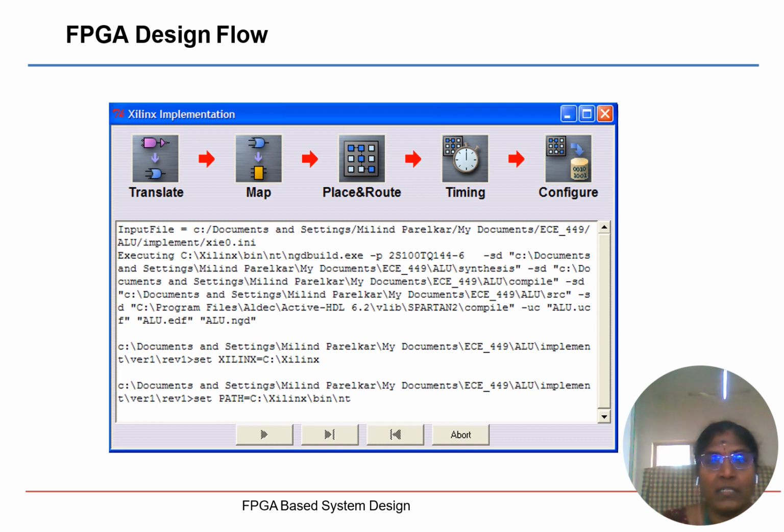Here the synthesis is nothing but these are the steps obtained. The translation is nothing but we are going to convert the coding into the logic level. So the program, the Verilog coding or VHDL coding, is converted into the logic level.